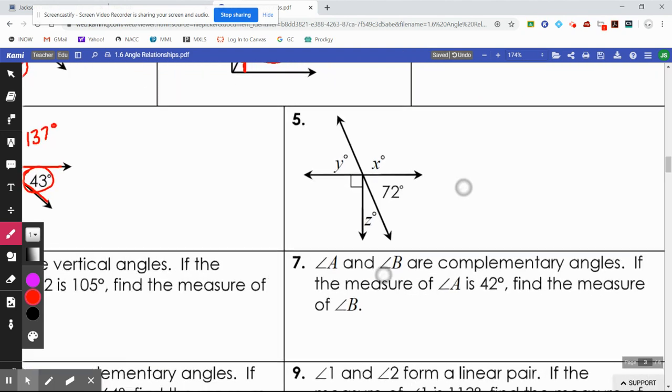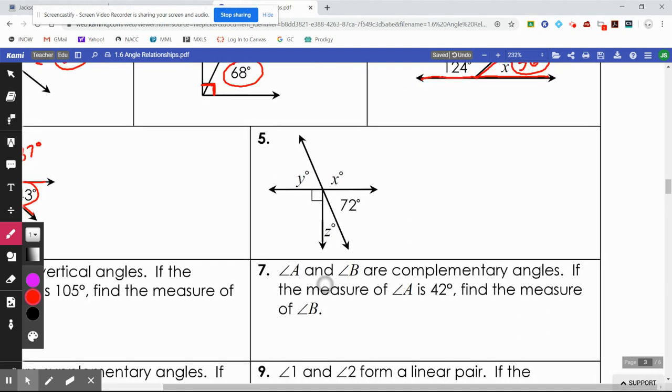Number five. Notice your 90-degree angle here, which means that this line has to be perpendicular to this line, which means this is also a 90-degree angle. So that means that 72 degrees and angle Z here, these two angles would have to be complementary angles because they add up to 90. So 72, take it away from 90, leaves you with an 18-degree angle.